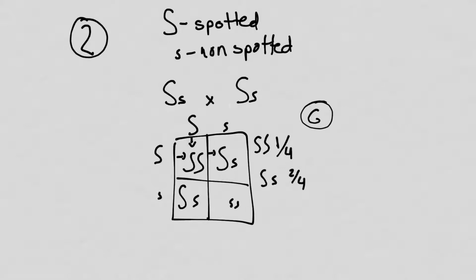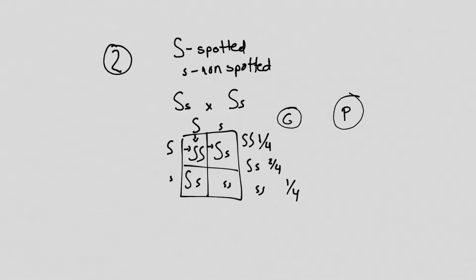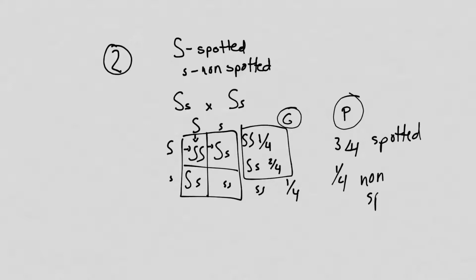2 out of 4 will be little s, big S, little s. 1 out of 4 will be little s, okay? Phenotype ratios, this is where it gets a little bit different. 3 out of the 4 will be dominant because they have big S's, so that'll be spotted. So 3 out of 4 spotted, 1 out of 4 non-spotted. Be careful for that. If you put 1 out of 4 and then 2 out of 4 spotted, make sure you add those together, okay?